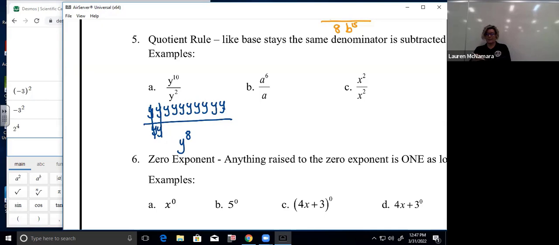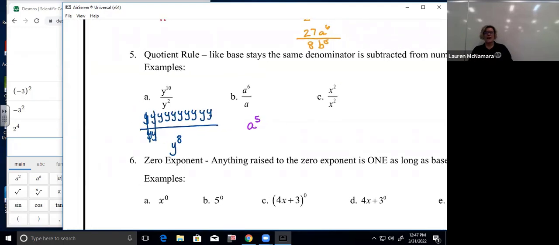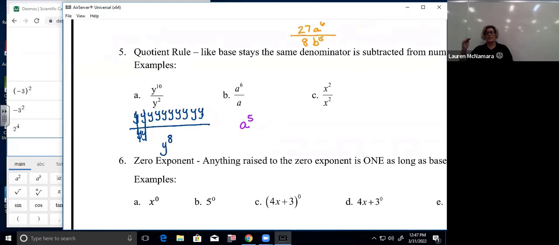Now looking at example B, where's my highest exponent of a? On the top. I'm dividing out the a, so how many a's are left? 5, because it's really 6 minus 1. So with C, I have x squared divided by x squared. Well, I have 2 minus 2, which is 0. But really, x squared divided by x squared is 1, which leads us right into the 0 exponent. This right here is x to the 2 minus 2, which is x to the 0, which is 1.